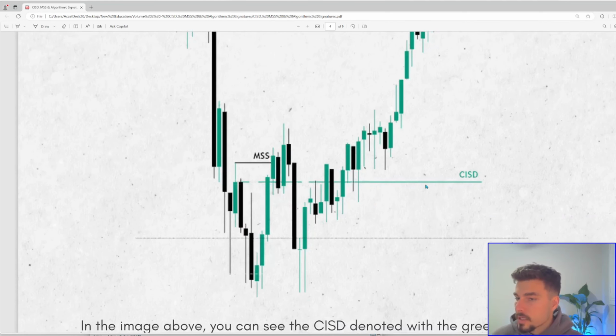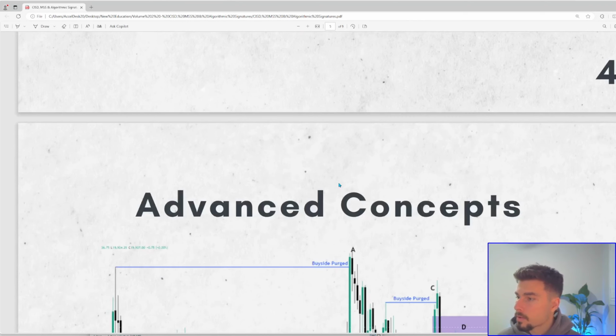Of course, sometimes you can enter straight off a CISD because there are other confluences below, and we'll talk about that as we go through these slides as well. Really, really important to keep in mind. The more confluences, guys, the better. And let's get into it.